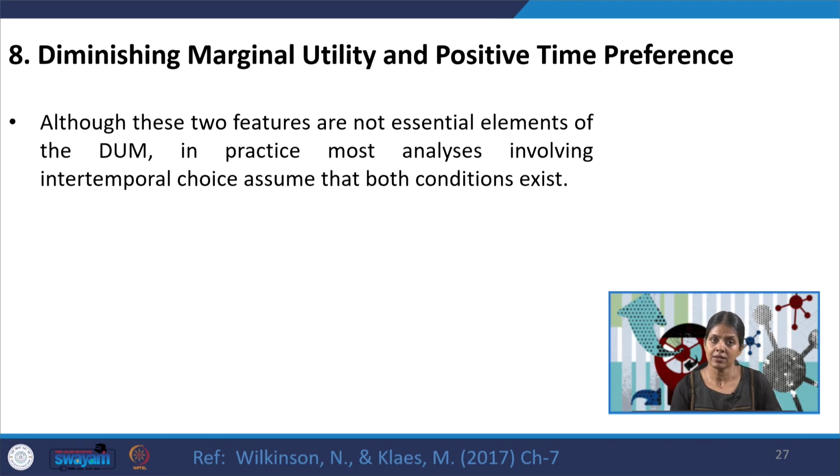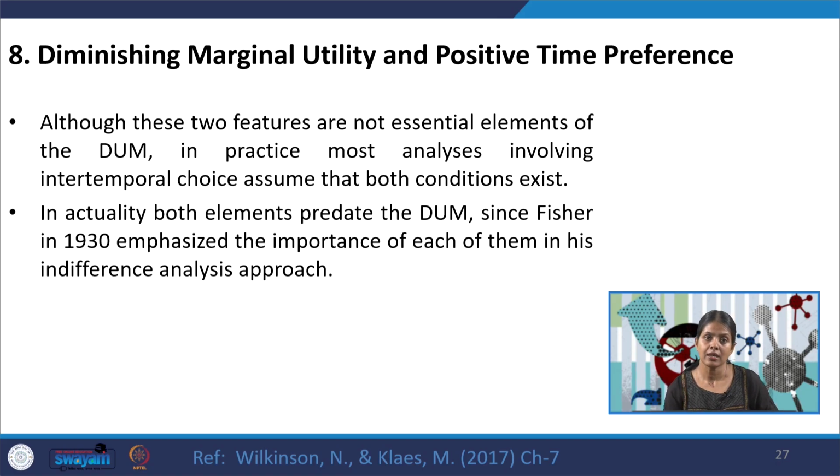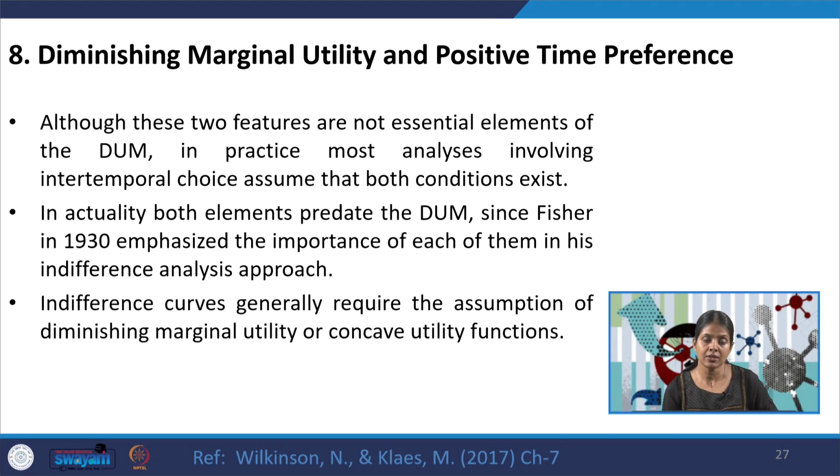And finally, the last feature: diminishing marginal utility and positive time preference. Although these two features are not essential elements of the DUM, in practice most analyses involving intertemporal choice assume that both conditions exist. In actuality, both elements predate the DUM, since Fisher in 1930 emphasized the importance of each of them in his indifference curve analysis approach. Indifference curves generally require the assumption of diminishing marginal utility or concave utility functions. These things we discussed while discussing DUM.